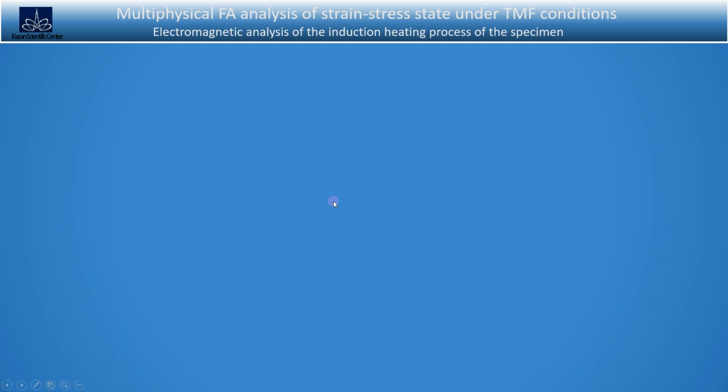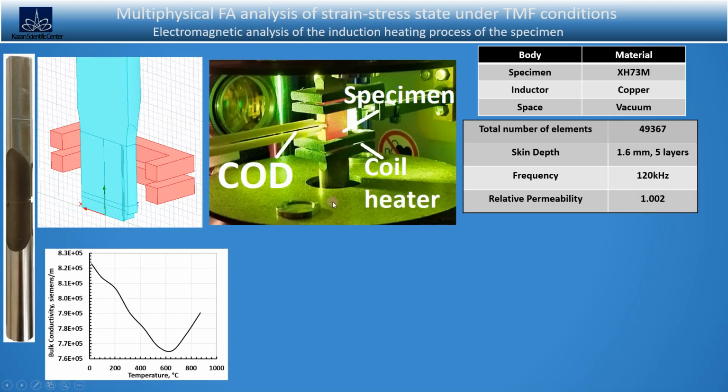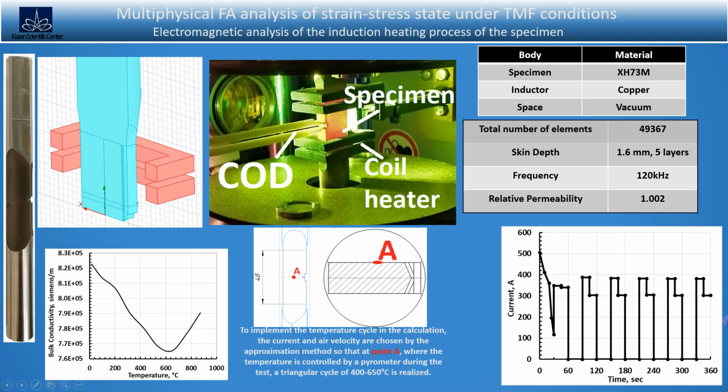The electromagnetic problem was solved in the Maxwell 3D module, where the heat loss in the specimen volume produced by eddy currents generated by the inductor was determined. The current in the inductor was chosen by the approximation method to obtain a triangular waveform of the temperature cycle at point A, where the pyrometer is aimed. The finite element model was solved in a symmetrical formulation.